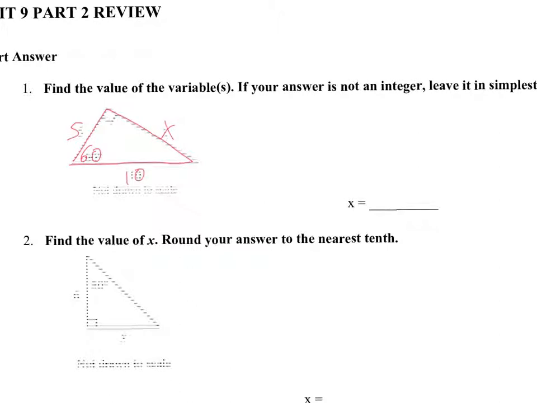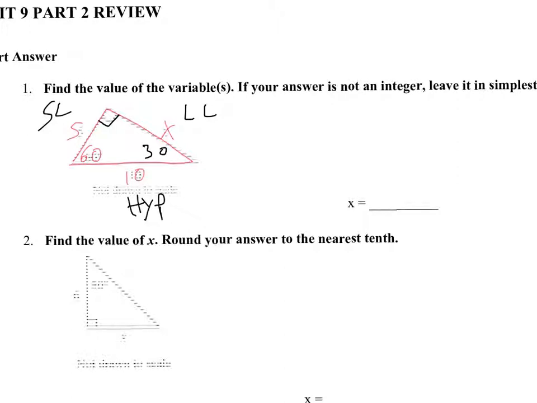So one thing we need to realize is this is a 30, 60, 90 triangle. And some of the rules for 30, 60, 90: the short leg's opposite the short angle, which would make this the short leg. The hypotenuse, of course, is across the 90-degree angle, and the long leg is across the 60-degree angle.